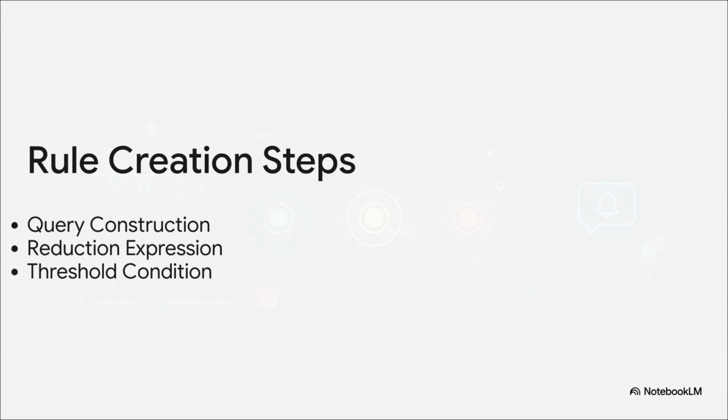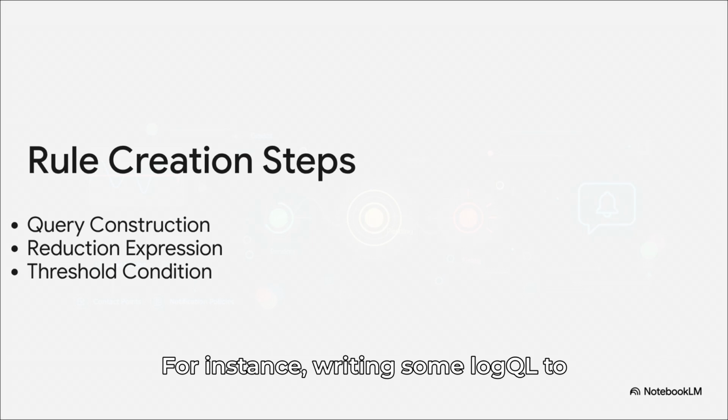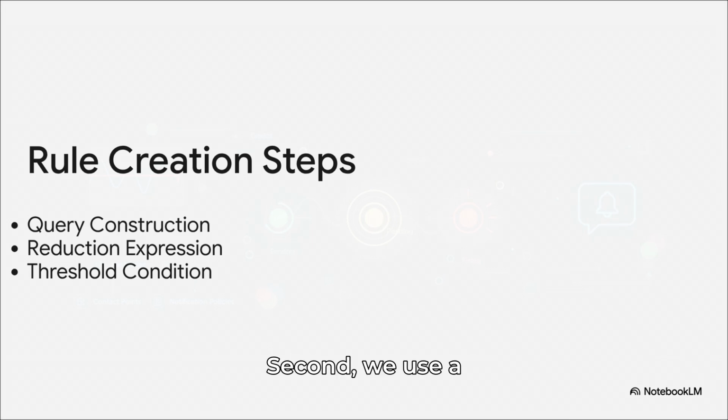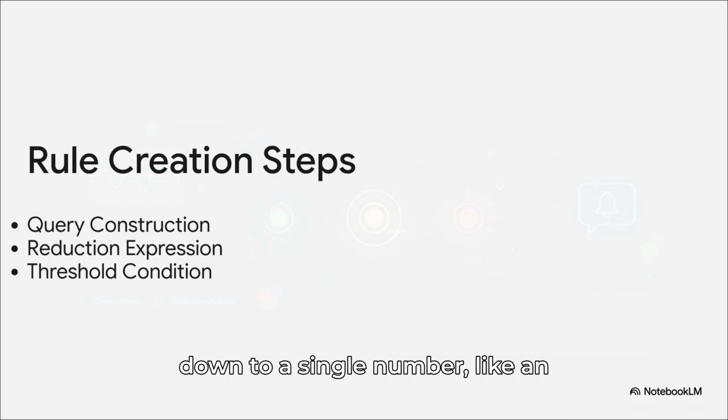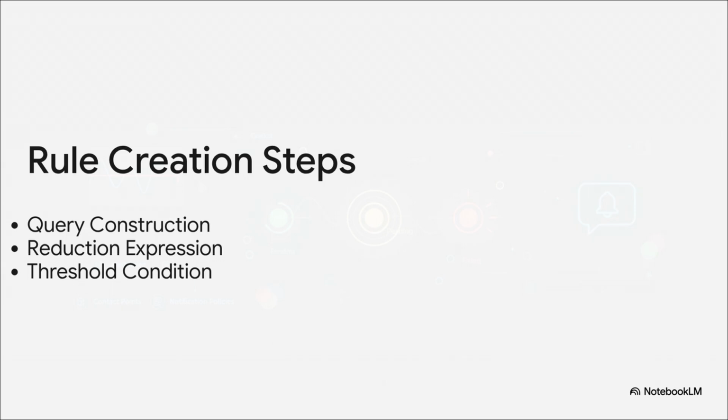First, query construction, for instance, writing some LogQL to pull logs from Loki. Second, we use a reduction expression. Since most alerting engines need a simple scalar numeric value, we reduce that complex time series data down to a single number, like an average or a last value. And finally, we set the threshold condition, which simply defines our exact failure boundary.